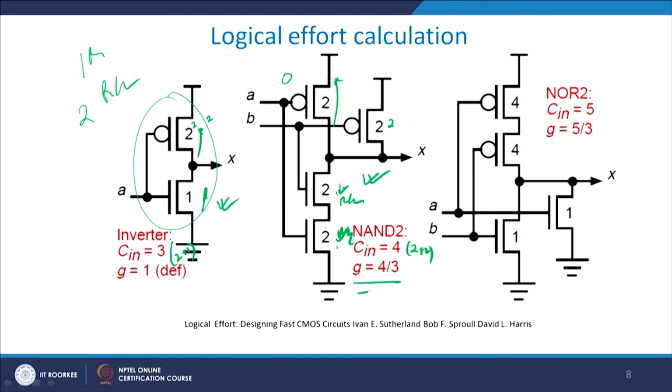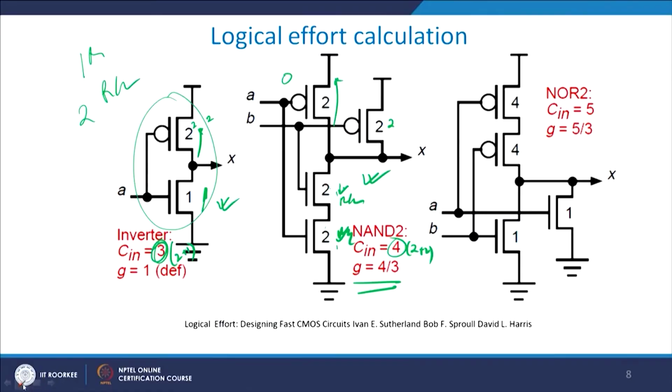So, we define G to be 4 by 3. 4 by 3 means 4 is the effective capacitance seen from the NAND 2 logic, divided by an equally sized inverter which will give you the same delay. So, 4 by 3, right.